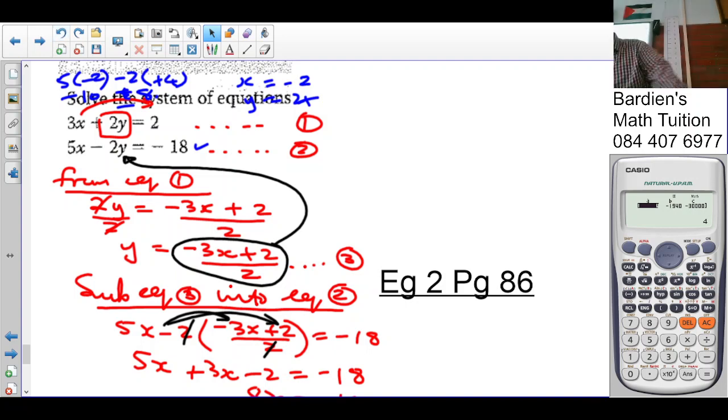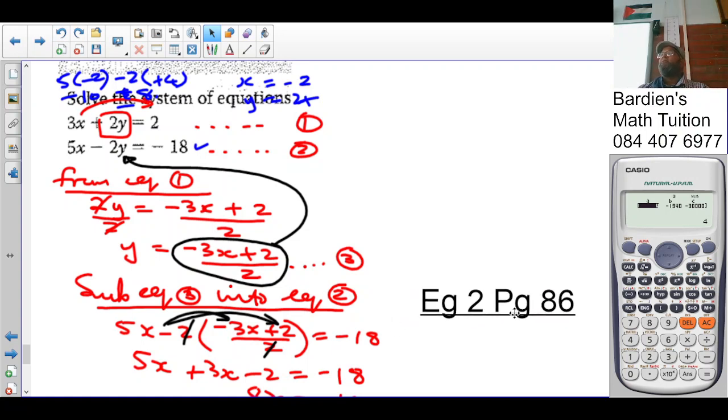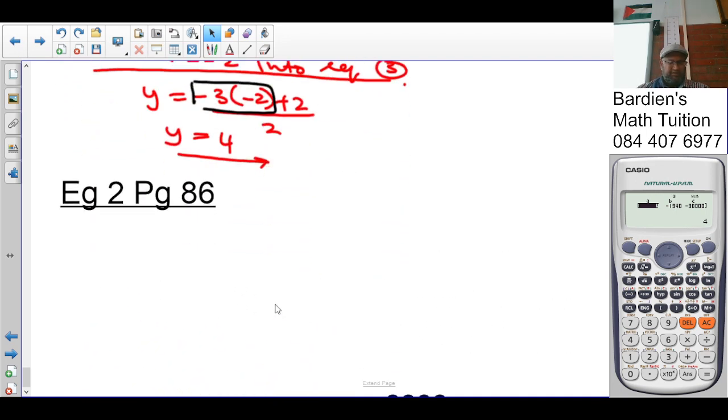Let's do another one. Is there any confusion here, people? Any confusion? No? Look at the third example.